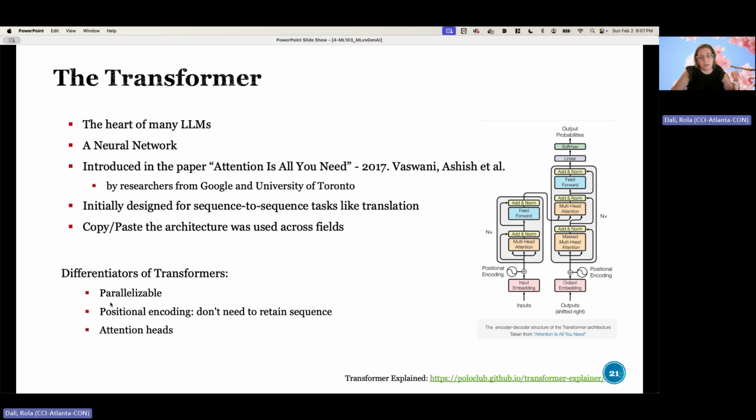And so we can train this on distributed compute, and it can get a lot larger. They introduced something called positional encodings, where it doesn't need to retain the sequence anymore. It retains a vector of where every word is, and that helps it not retain sequence, and it helps again in parallelization. And they introduced something called attention heads, which allows the model to assign different weights to different words depending on their context.